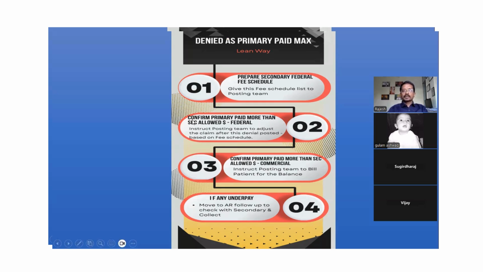Now they confirm that the primary paid more than secondary. The posting team needs to adjust if the fee schedule is lesser than the primary pay. So your problem is solved by the payment poster itself. And for a commercial insurance, bill the patient for the balance, and then check how we are going to collect it. If it is commercial insurance, we cannot every time go and bill the patient; you can call the payer and check why they are not paying, why the allowed amount is very low compared to this.